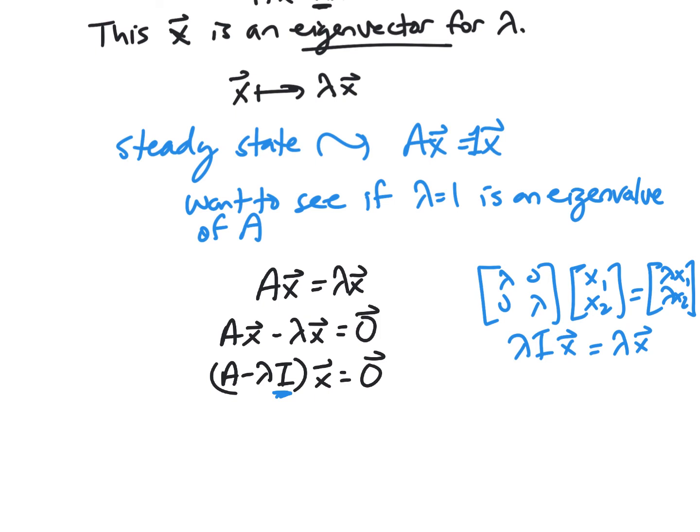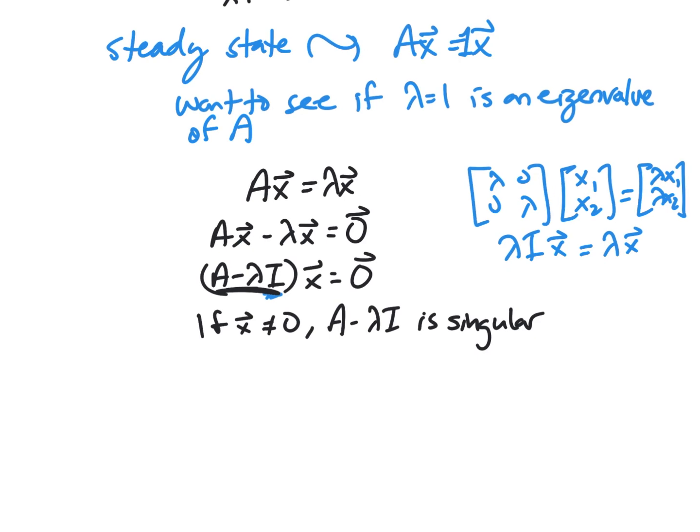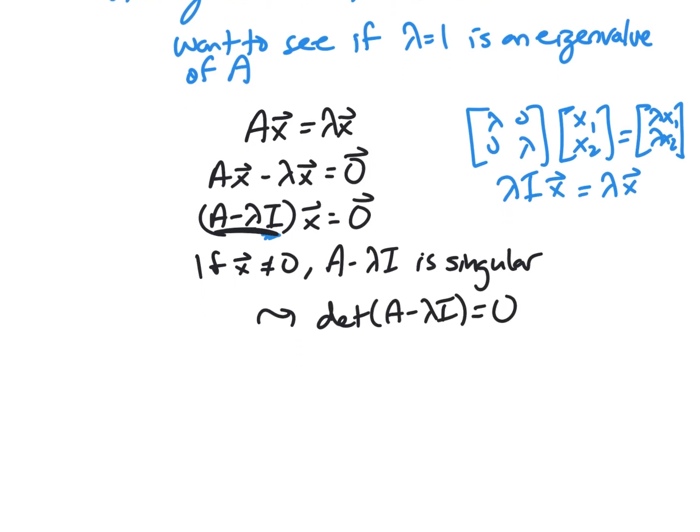And so if x is non-zero, this is exactly a definition that we have of this matrix being singular, right? Because it has something besides the 0 vector that goes to 0. So we would say that A minus lambda I is singular. And now that we have talked about determinants, we know something else about this. We know that the determinant of this matrix must be 0. And this is actually how we find lambda, okay?